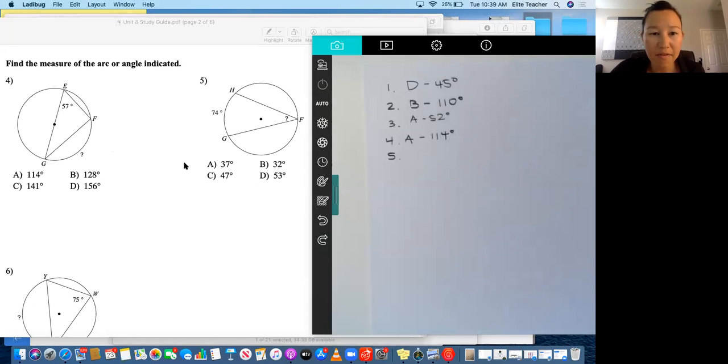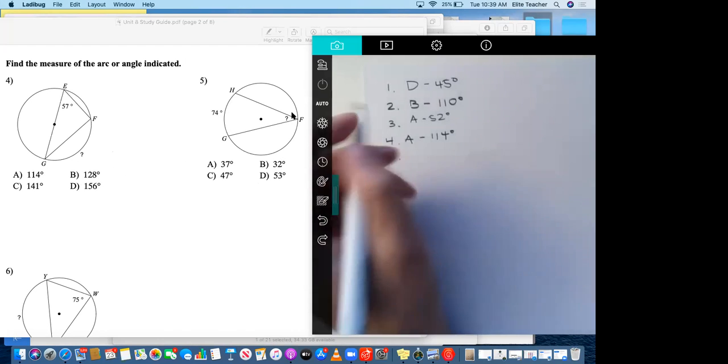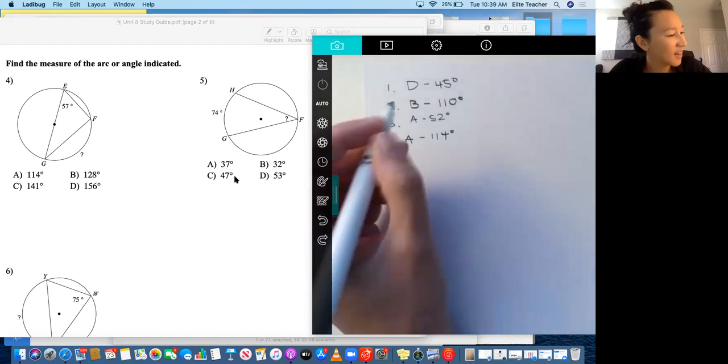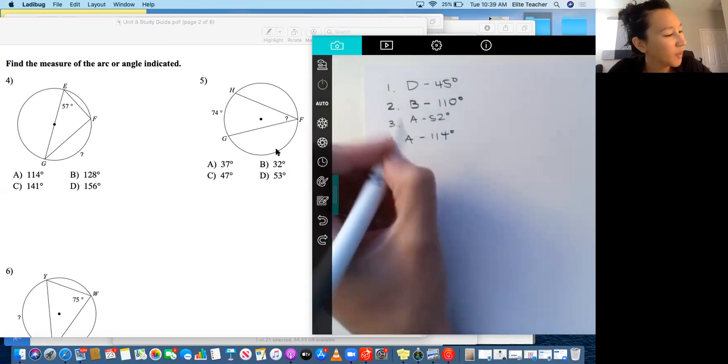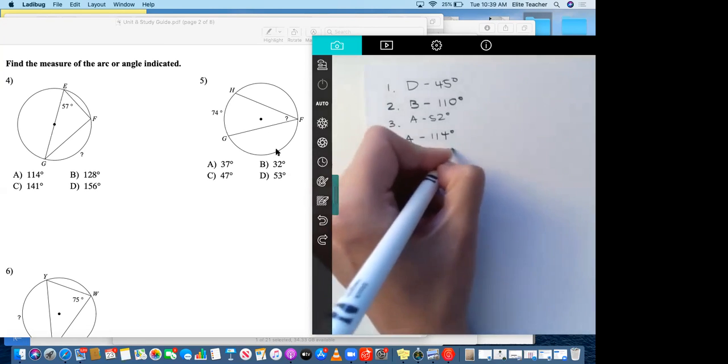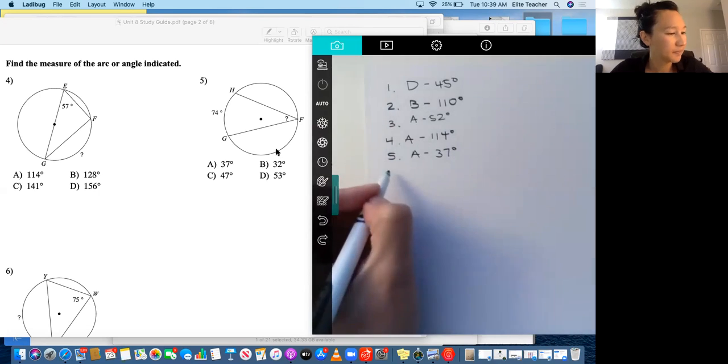And then number 5, our arc is 74. So how are we going to find this angle? Divided, and that will equal A equals 37. Exactly, very good. We divide 74 by 2, and we get 37. Excellent.